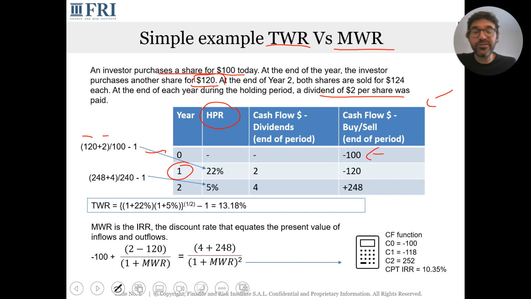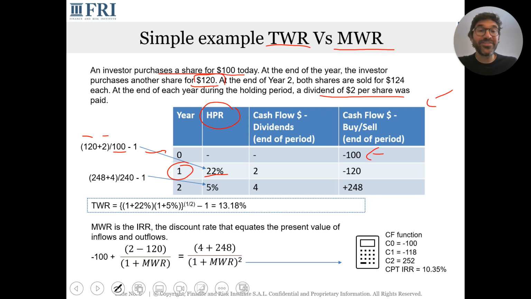The investor received a dividend of $2, so that's 122, and the initial beginning value was the purchase price of the share at the beginning of year 1, which is $100. The holding period rate of return is 22%. We have the holding period rate of return for year 1. Let's continue with holding period rates of return.